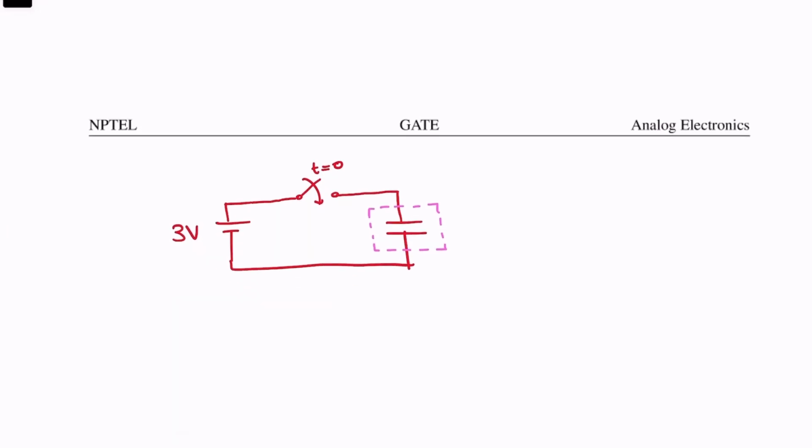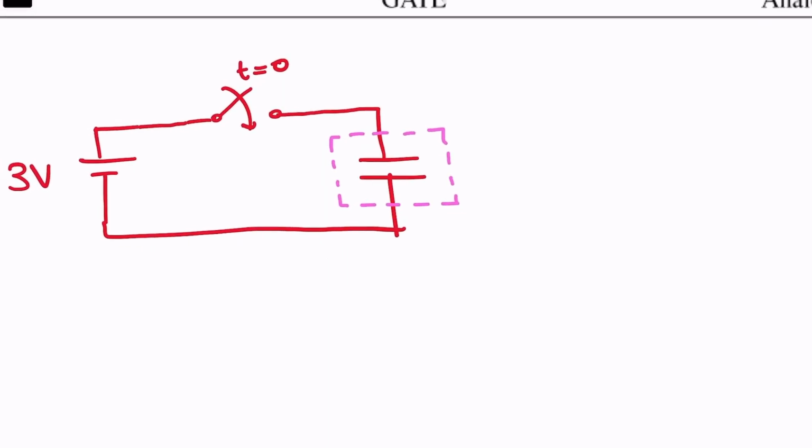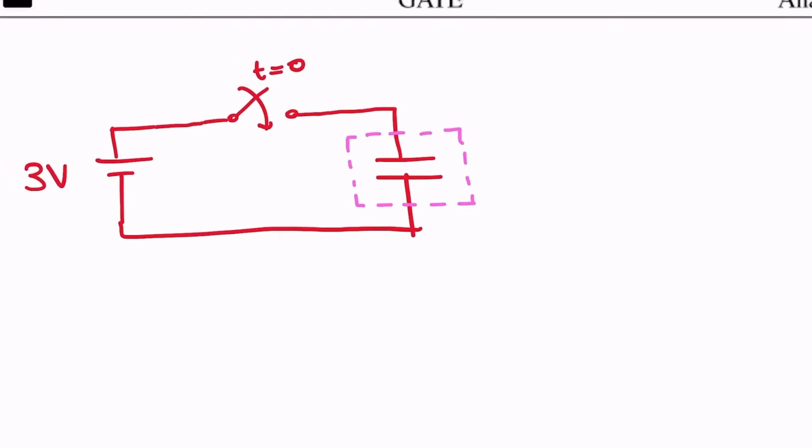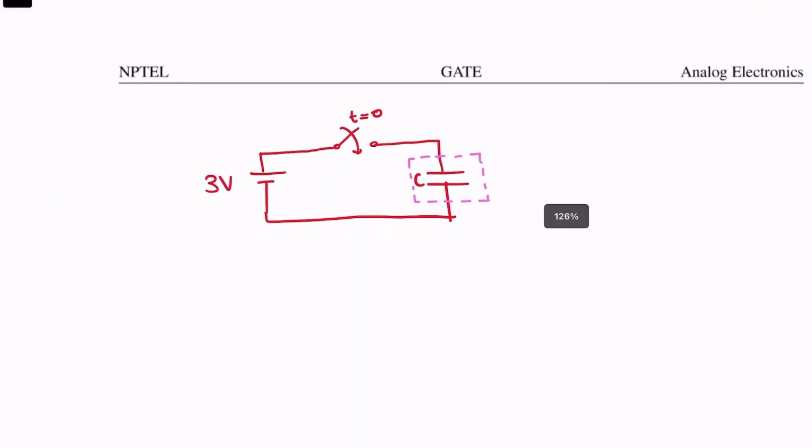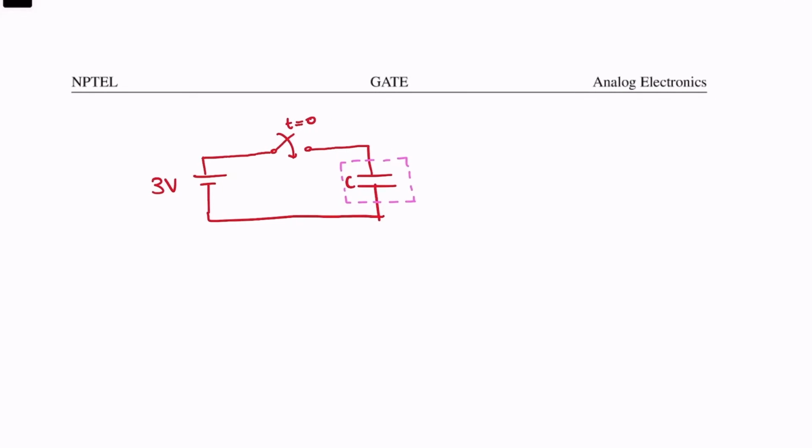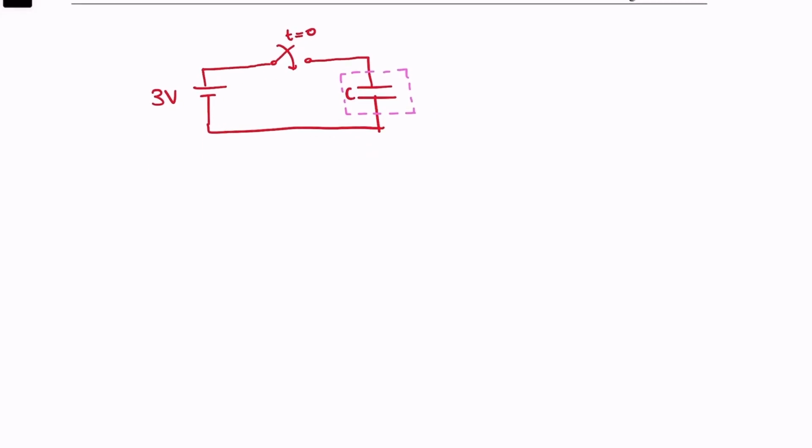So this is basically the circuit that they're asking us to analyze. That thing is a valid capacitor, so I'm going to put it as a capacitance C, and if we assume that the switch closes at t equal to 0, it gets charged up to 3 volts. Now the only thing that we need to remember here is KCL.